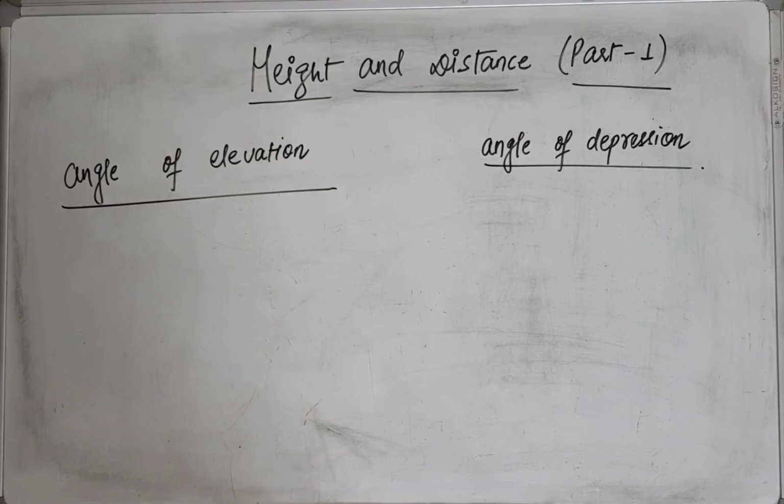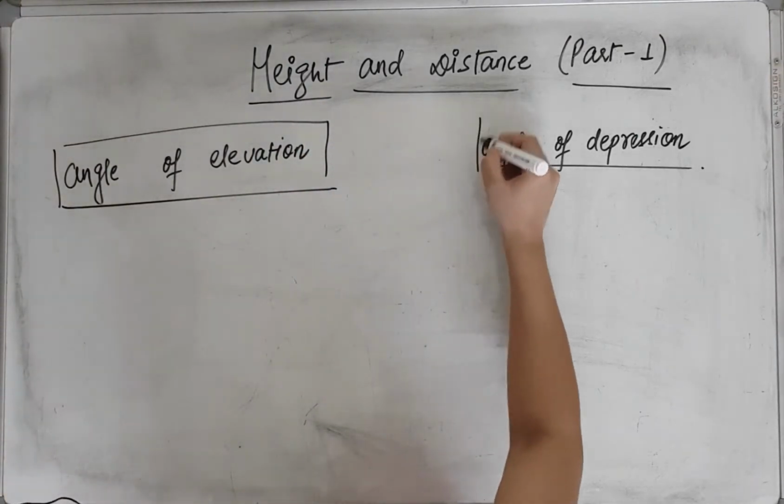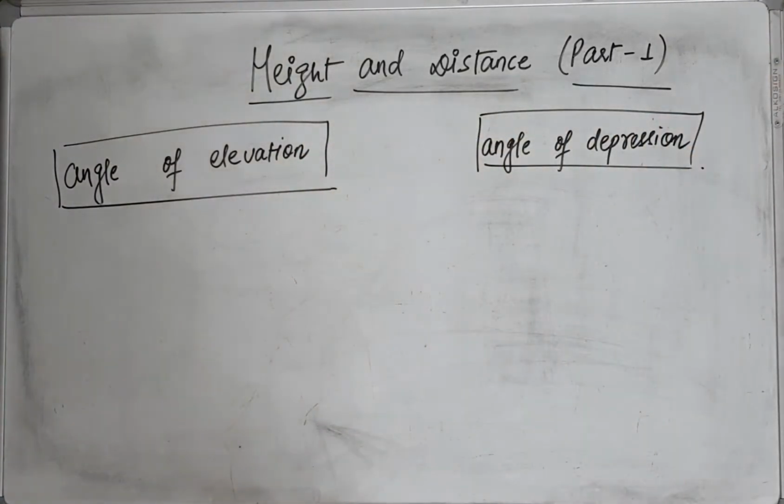So today we are going to start with a new chapter, that is height and distance. See, in this chapter we have two concepts. The one is angle of elevation and the other one is angle of depression.